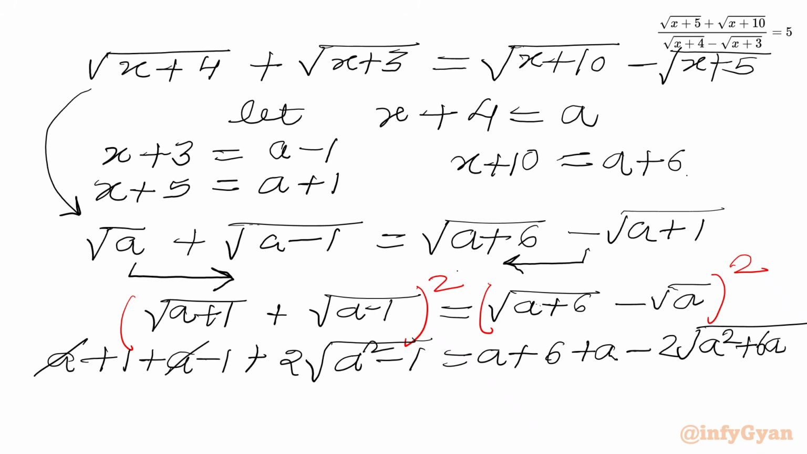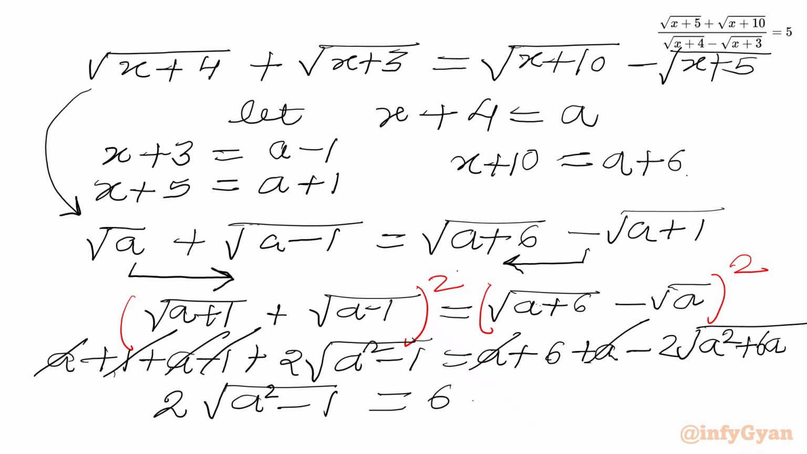A plus a is 2a. After subtracting 2a from both the sides, we can remove a written terms. Now plus 1 minus 1 will get over. So we will write the equation: 2 times square root of a² minus 1 will be equal to 6 minus 2 times square root of a² plus 6a.